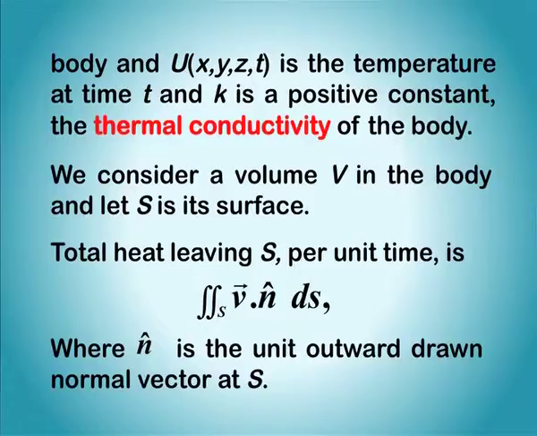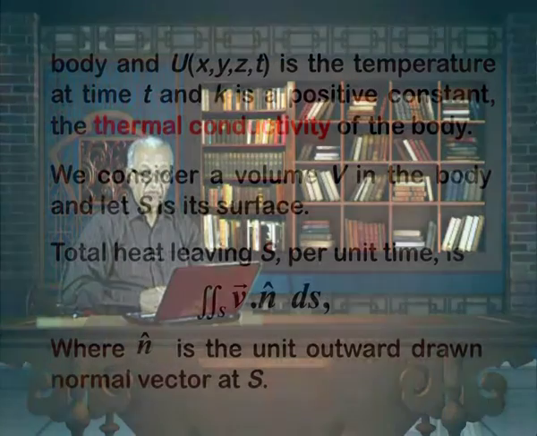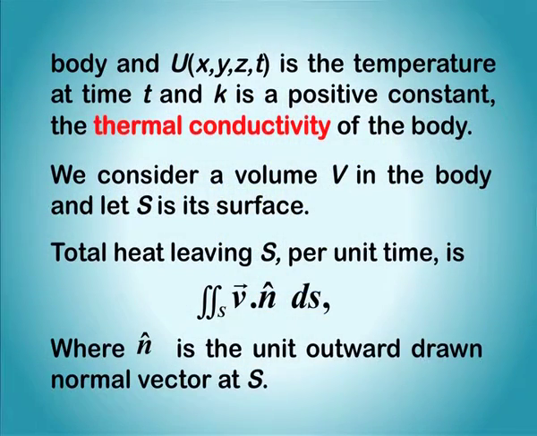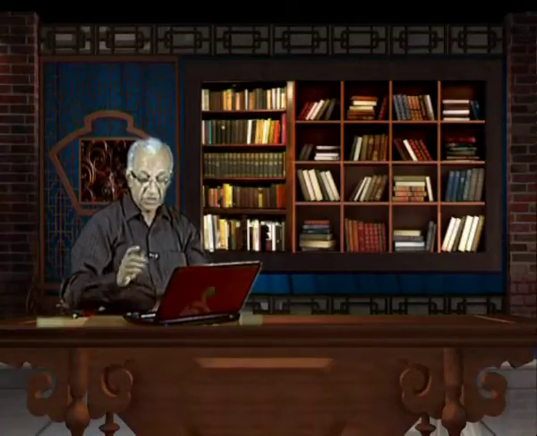This is small v, as you can see, going up with the arrow. Capital V is the volume enclosed in that diagram. dS is a small part of the area, and n is the outward drawn normal that we have here. So, we say total heat leaving capital S per unit time is given by the double integral on the surface S of v dot n cap, where n cap is the unit outward drawn normal vector at the surface S shown in the figure, and v arrow is the complete vector.